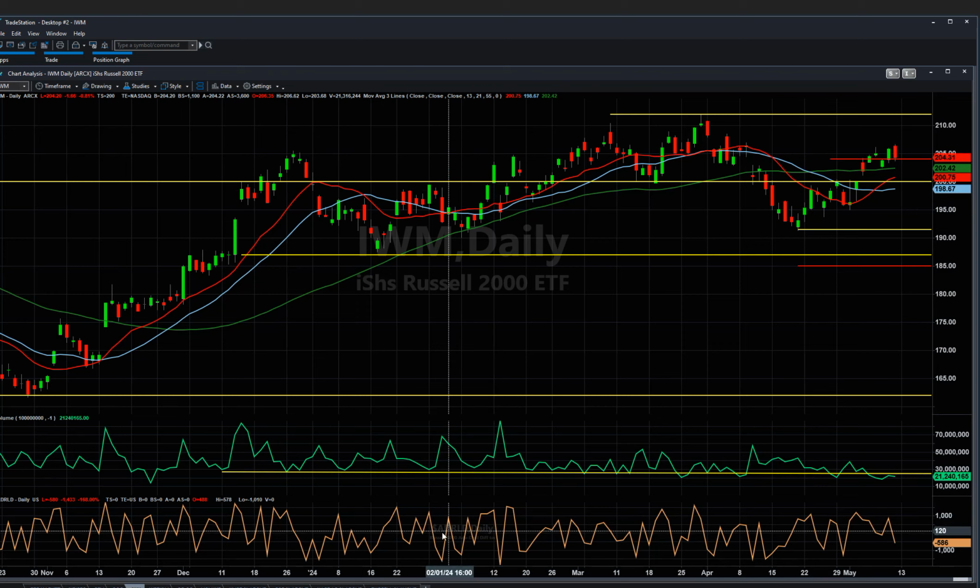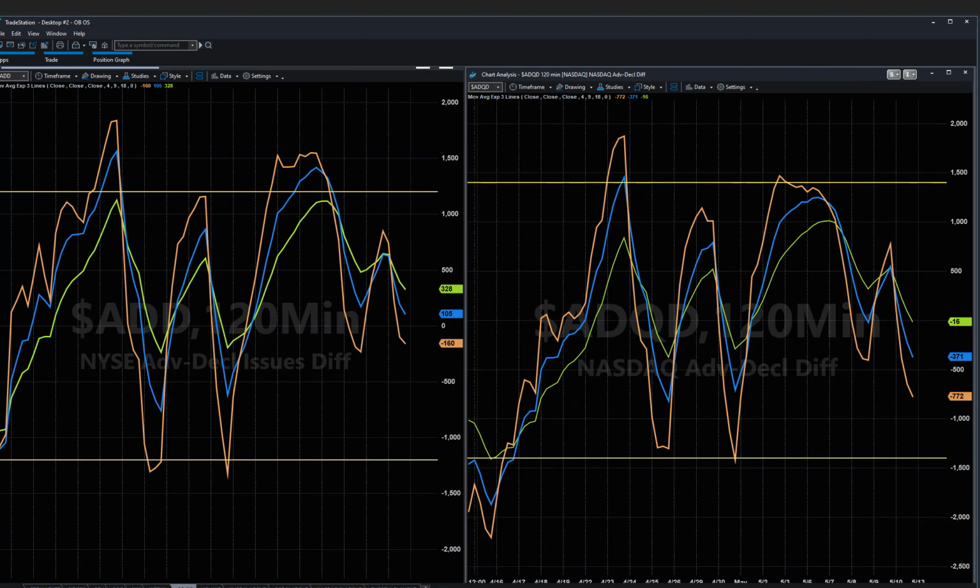Now, in terms of where we are in being overbought and oversold, you can see we're basically neutral. This is for the NYSE, and this is for the NASDAQ. And you can see that we're basically neutral. So this really gives us an indication that the market could go in either direction.